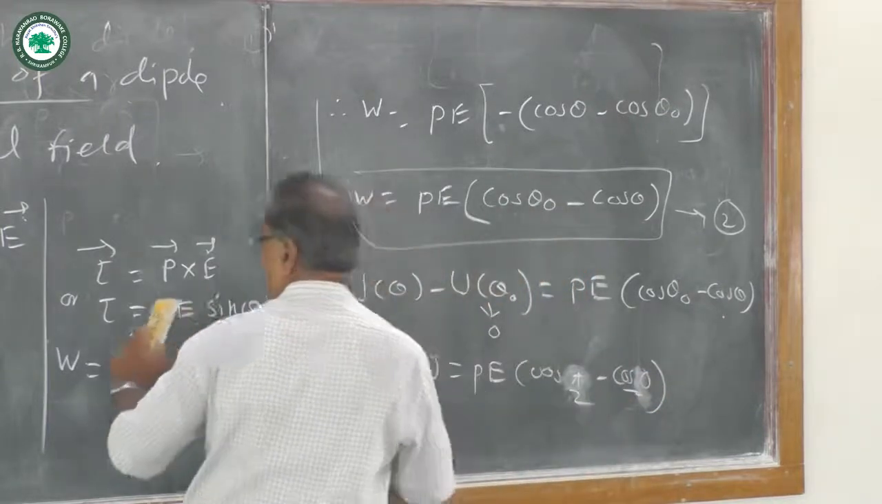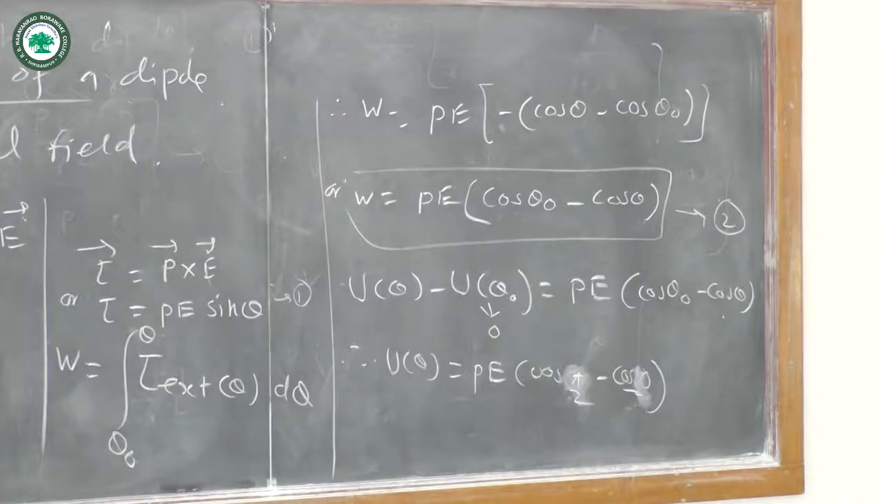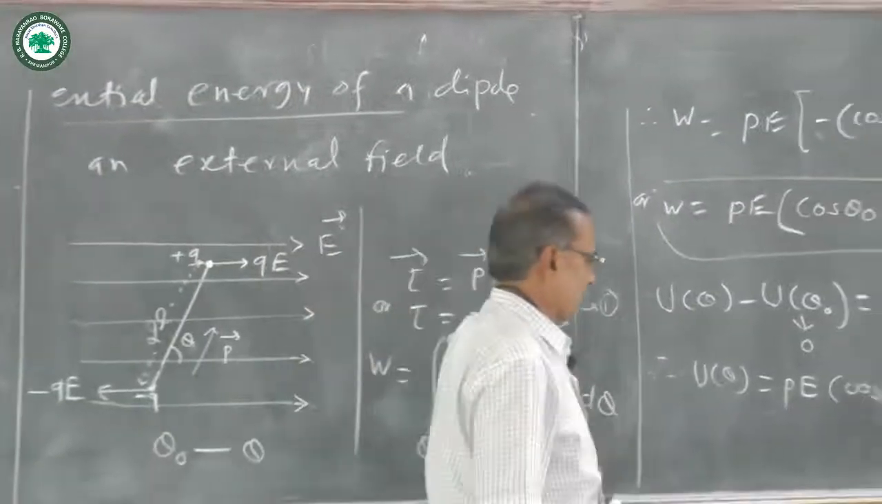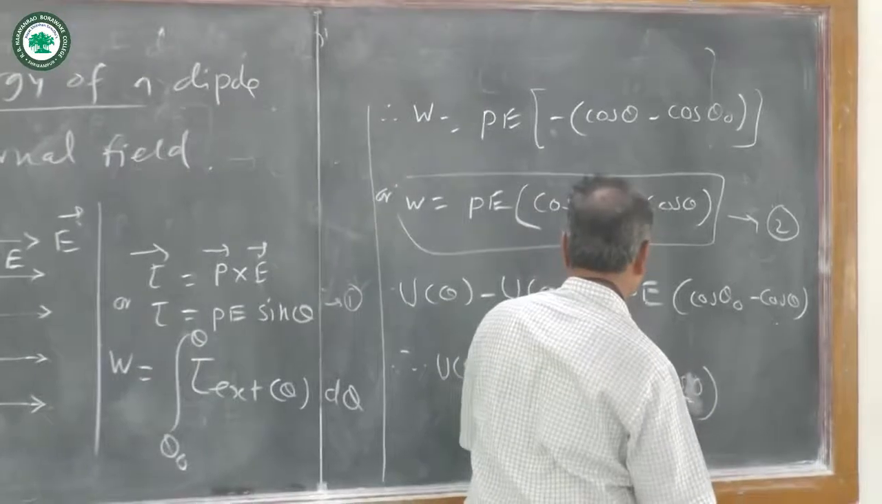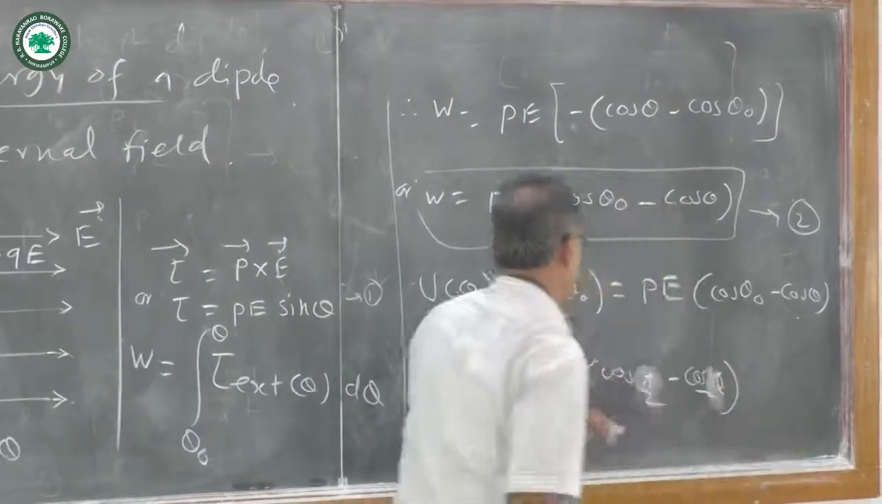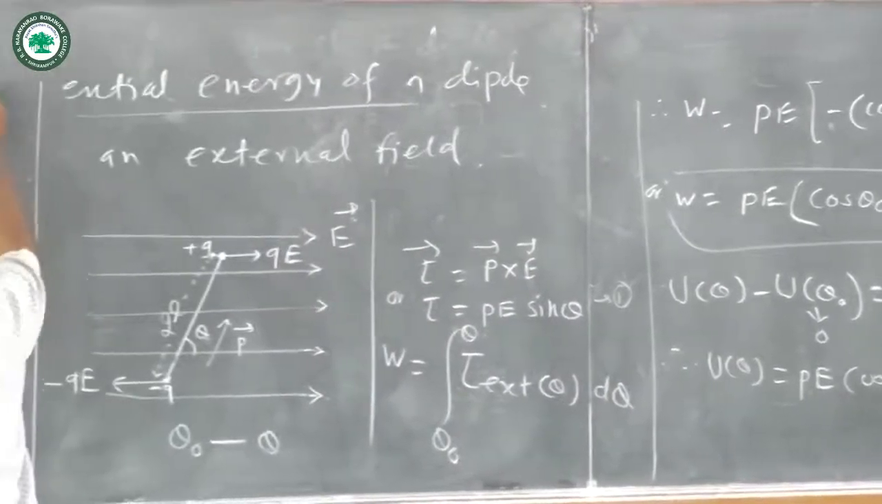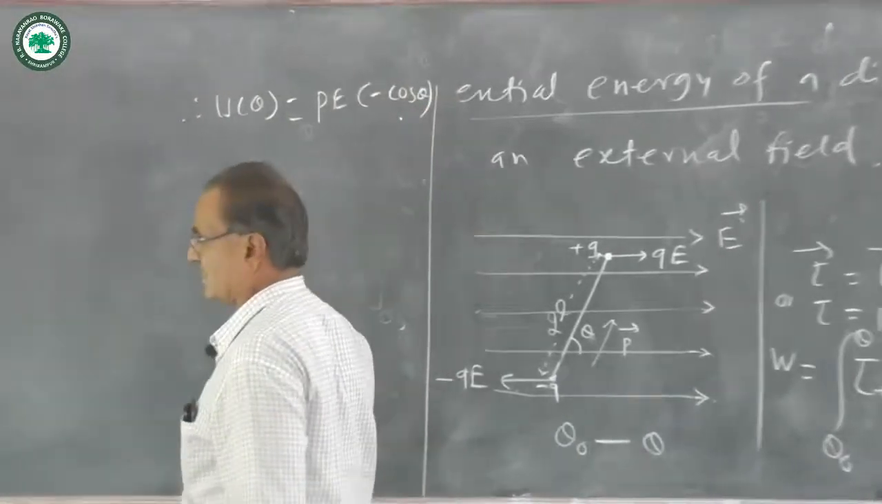So therefore we can write potential energy U of theta is equal to PE, and the value of cos pi by 2, that is cos 90, is 0. Then the equation becomes PE, cos pi by 2 is 0, minus cos theta, that is PE in bracket minus cos theta.